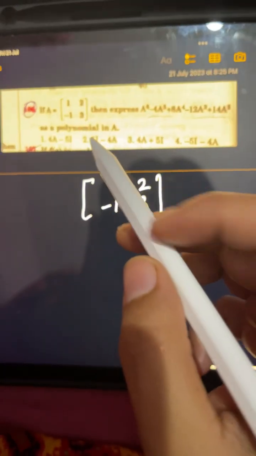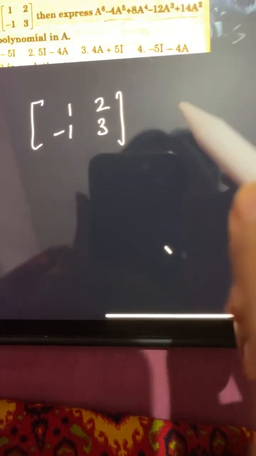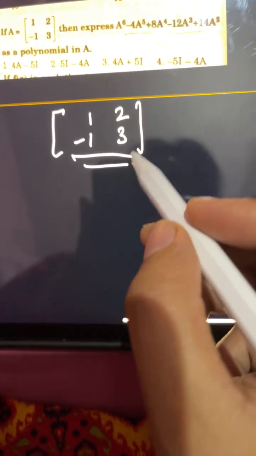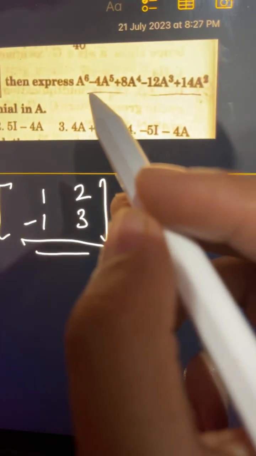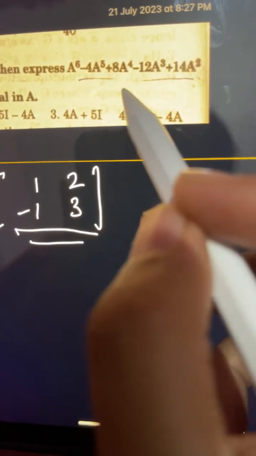So there is a matrix that is given to you and you have to solve this expression as a polynomial in A. So let's see how we can do this. So this is the matrix that is given to you and we have to express this whole term as a polynomial in A. This seems to be a very complicated term.